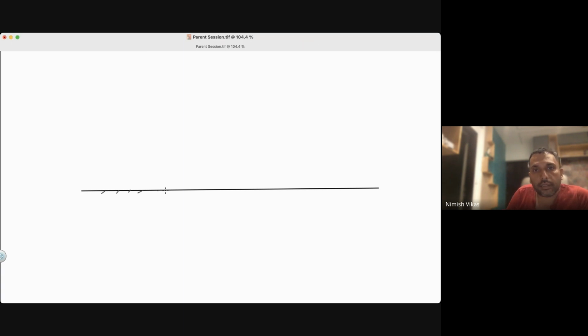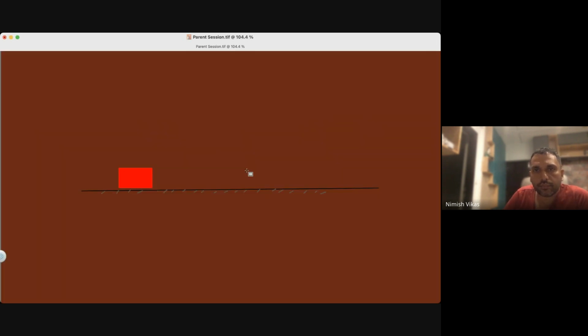So say this is a ground on which there is a box, there's a block that is going to hit some other block. Say there's another block.